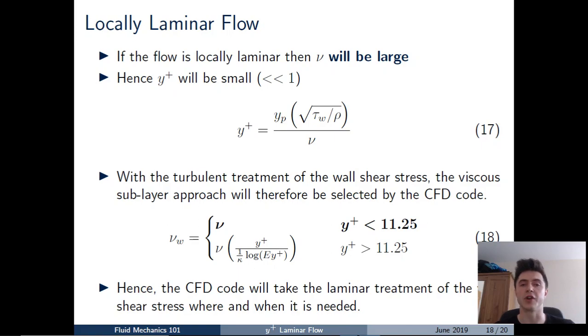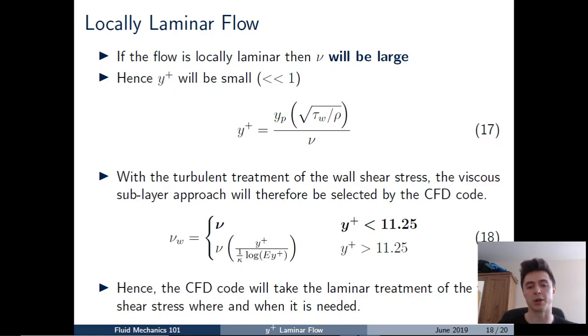And if the flow has a very high value of kinematic viscosity near the wall, that necessarily means that the value of y plus will be very small. So if you look at equation 17 there, if the denominator on the bottom is very large, that means y plus will be very small. And so if y plus is locally very small, then the CFD code will automatically use the solution for the viscous sublayer, which you can see there in equation 18.